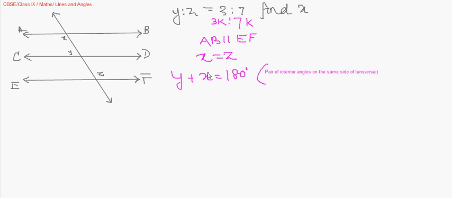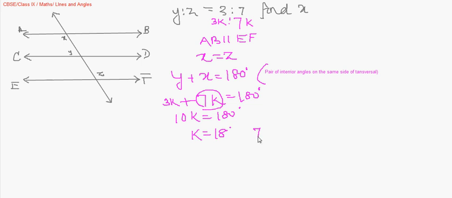Okay, y will then be substituted as 3k, x can be substituted as equal to z, given to be 7k, and that's equal to 180. So it's 10k equals 180. So k is 18. X we had assumed to be 7k, so it will be 7 into 18. That makes, I think, 126 degrees.